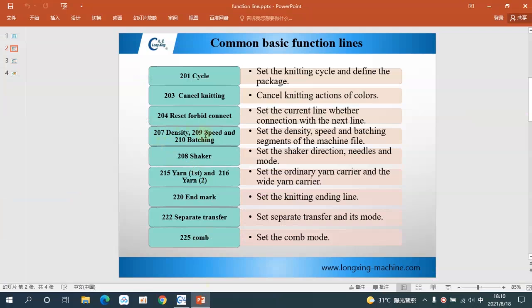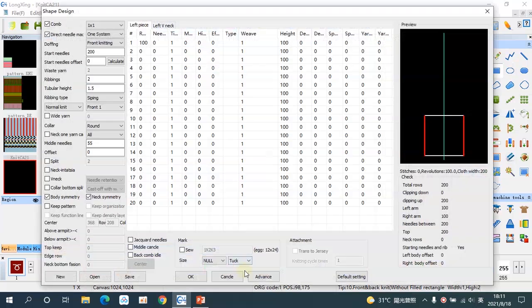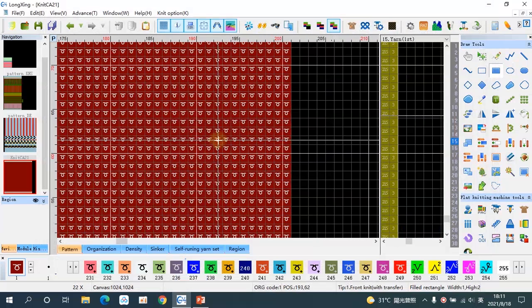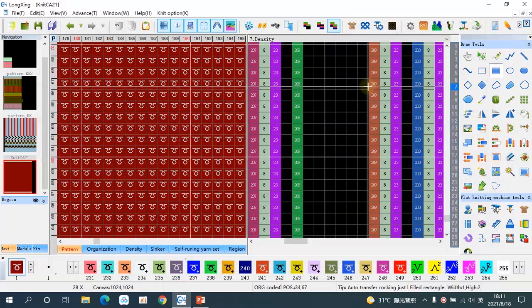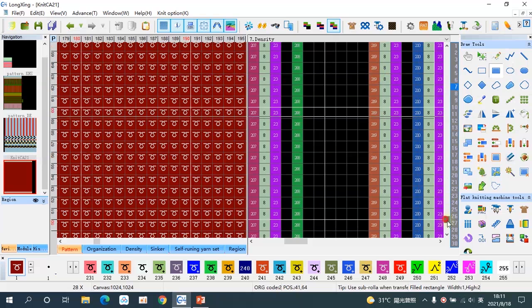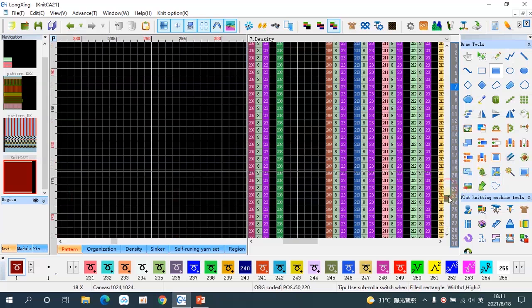207 density, 209 speed, and 210 batching can set the density, speed, and batching segments of the machine file. Those function lines are of the same type. They are all knitting parameters, and the set segments are identical in general. For example, now we shape a pattern. Now you can see the density, speed, and batching. The number is similar, so we introduce this together.